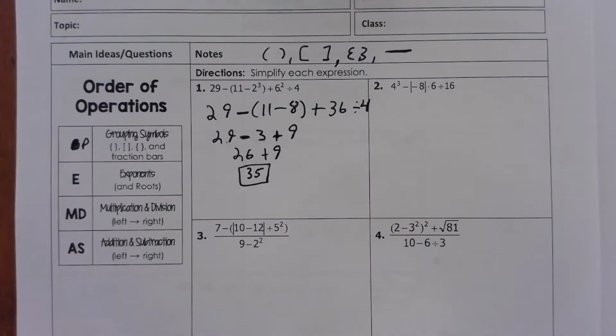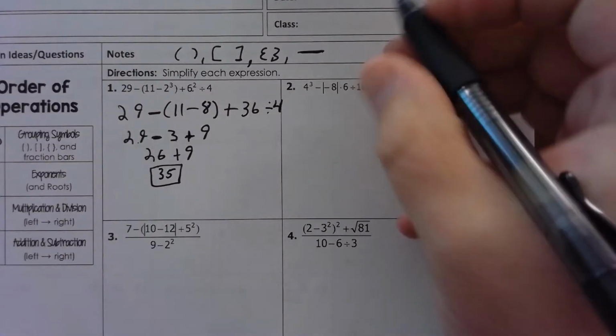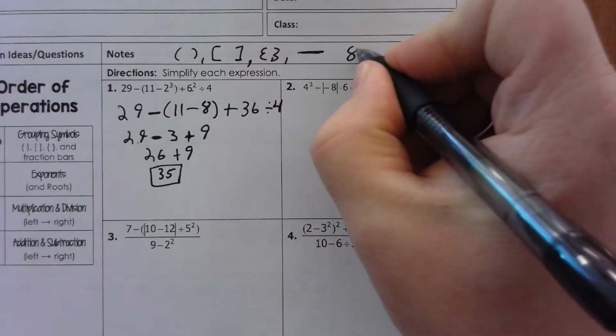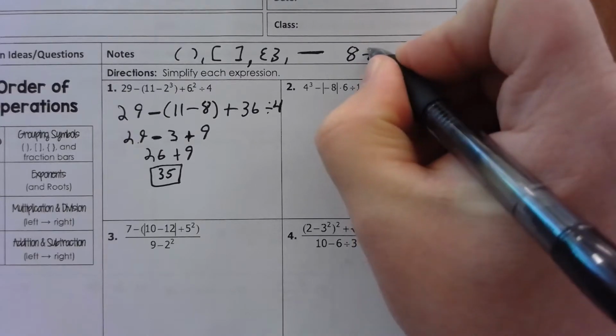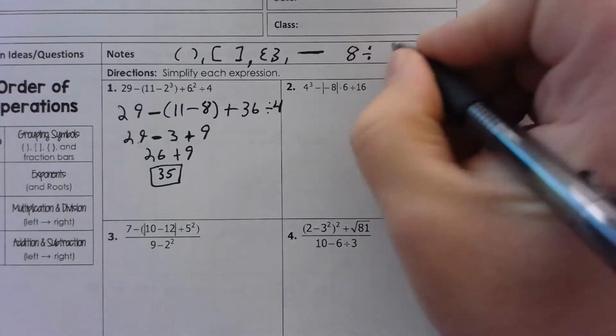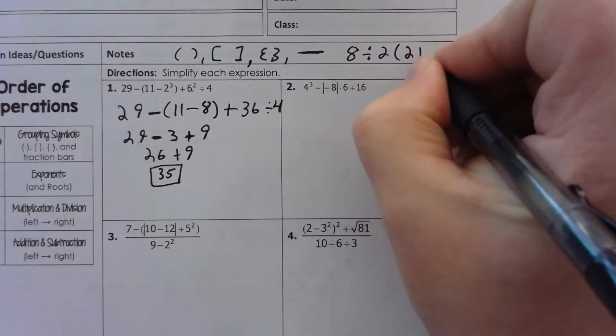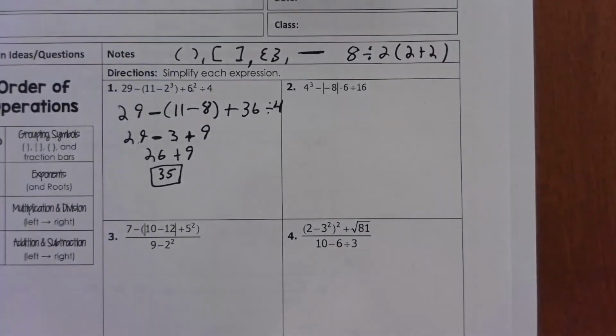Okay? So, I'm pretty sure you all have at least a Facebook page. You all seem to use Snapchat more than anything. But you've got a Facebook page and you've seen problems posted up there. I think this is the most recent one. 8 divided by 2 times the quantity 2 plus 2. And it's like the math problem that broke the internet.